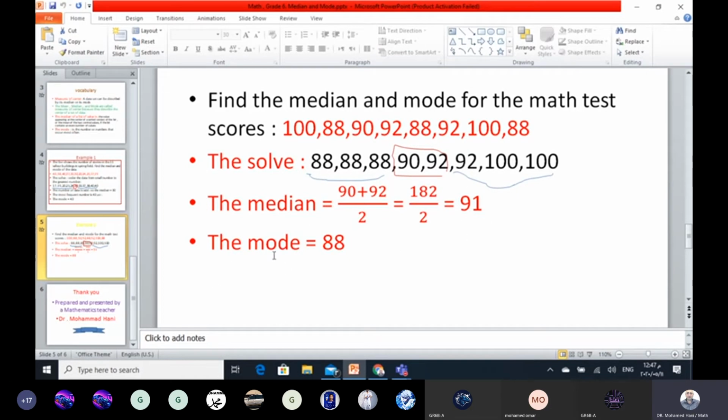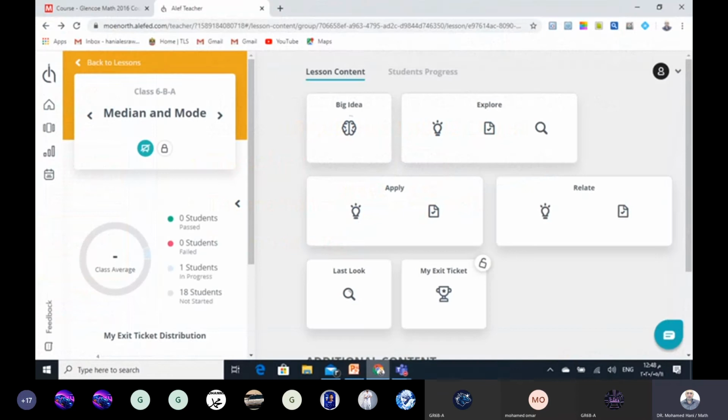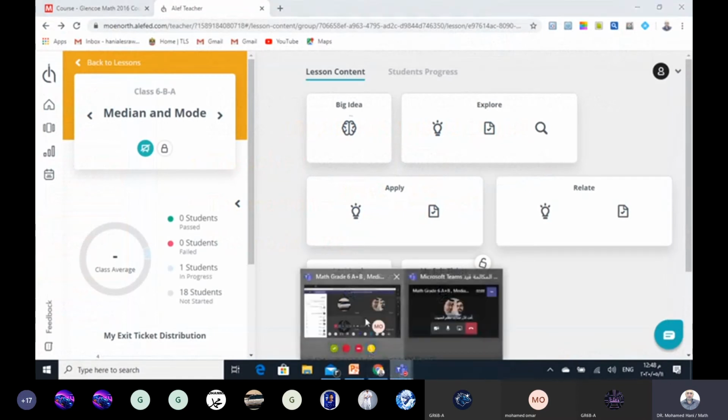To solve the mode, we look for the most repeated number, the most frequent number. As you see here, 100 is repeated 2 times, 92 is repeated 2 times, 90 is repeated just 1 time, and 88 is repeated 3 times. So 88 is the most frequent, the most repeated. So this is the mode. The mode will be 88. Is it clear now?